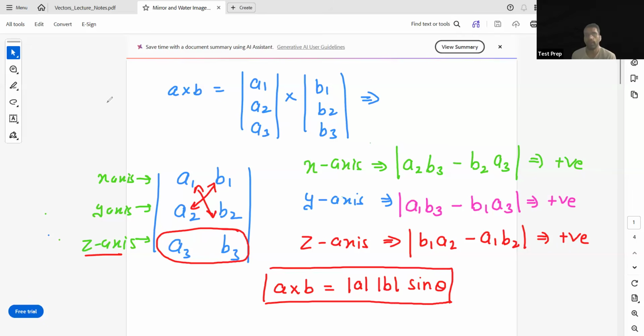Now, if anyone has any problem finding the cross product, please ask. Cross product is very complicated, I know. It is in the examination, so you have to find it out.